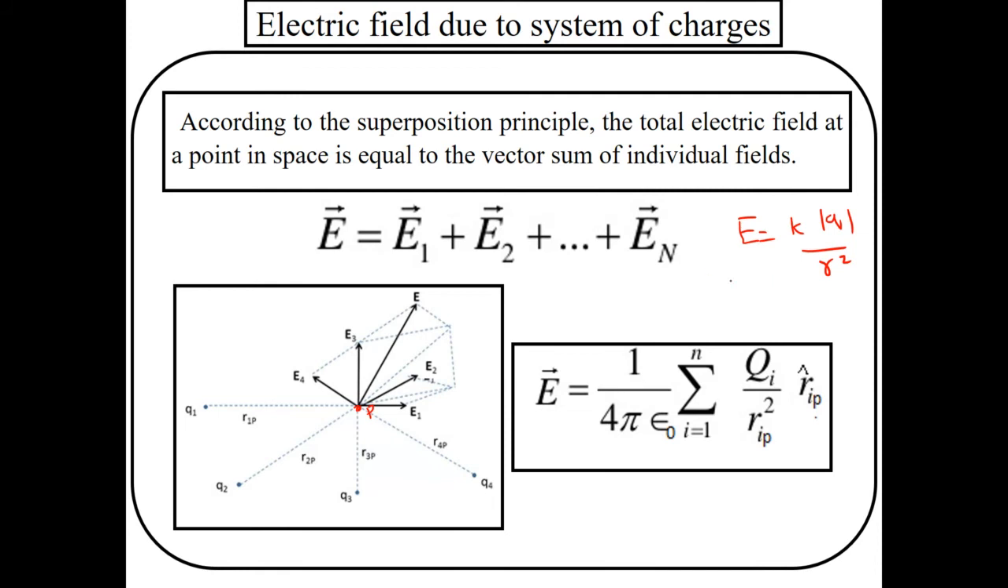Suppose you have n number of charges, what will you get? My E is equal to k, which is the constant, times the summation of Q n over r n squared. Clear? Clear, my dear? Clear.